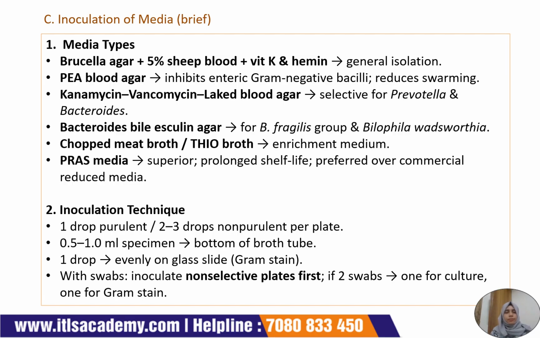Now, processing specimens also includes inoculation of media, where we will learn about media types, inoculation techniques, and incubation. For media types, we use Brucella agar with 5% sheep blood with vitamin K and hemin, generally used for general isolation. We use PEA blood agar to inhibit enteric gram-negative bacilli and reduce swarming. Kanamycin-vancomycin laked blood agar is used selectively for Prevotella and Bacteroides.